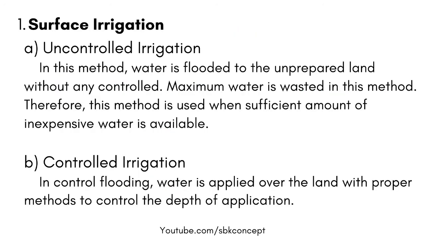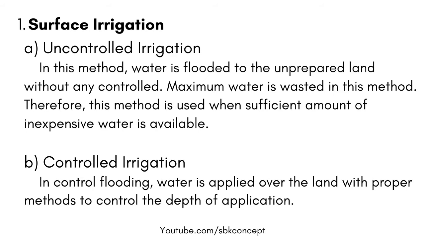Surface irrigation has uncontrolled irrigation. In this method, water is flooded to the unprepared land without any control. Maximum water is wasted in this method. Therefore, this method is used when sufficient amount of inexpensive water is available.